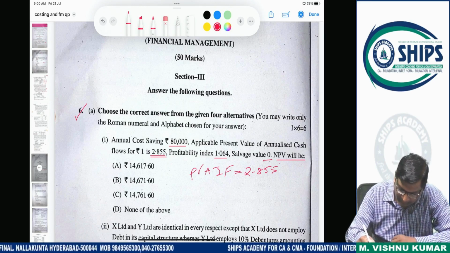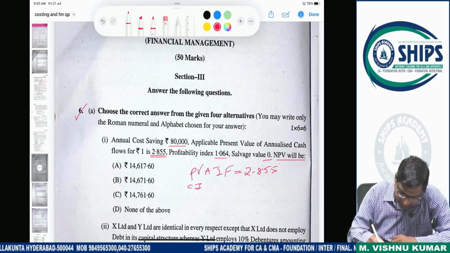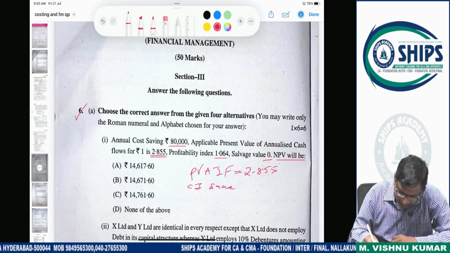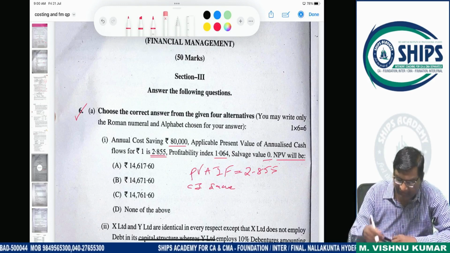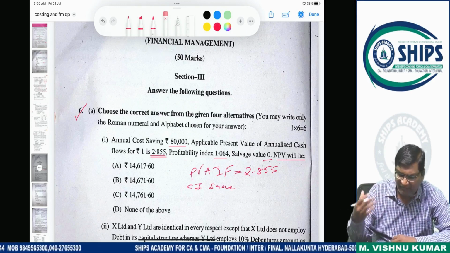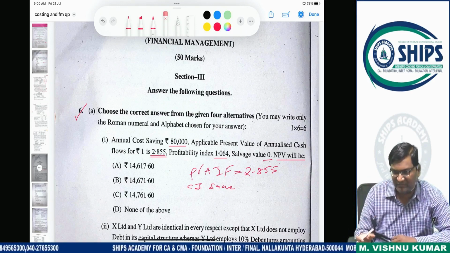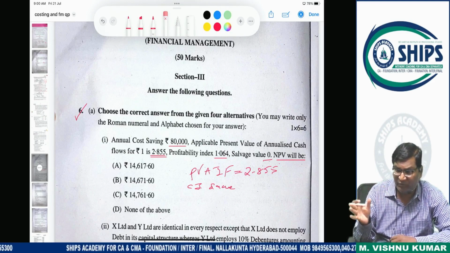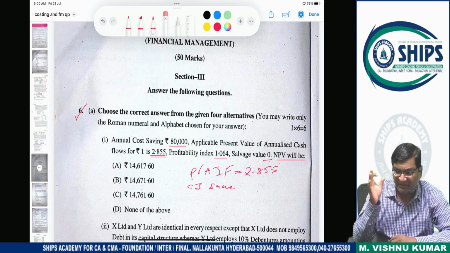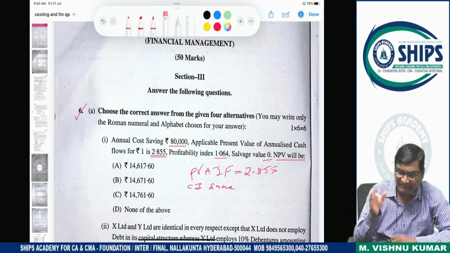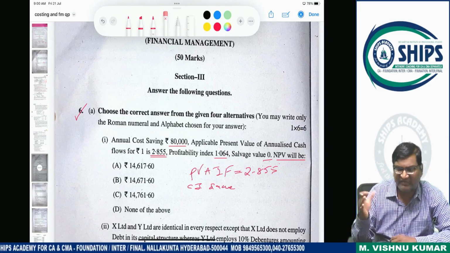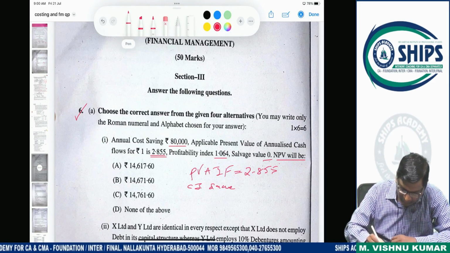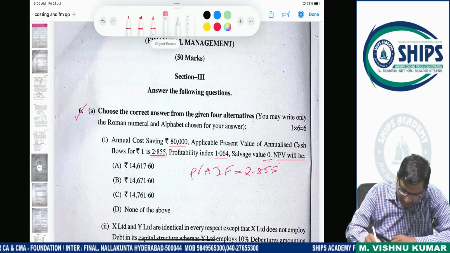So when cash inflows are the same, we use this. When cash inflows are uneven or different, we use the present value of interest factor. That is the difference between the annuity factor and the interest factor. The annuity factor is used when cash inflows are the same. The interest factor is used when cash inflows are uneven. That's it.